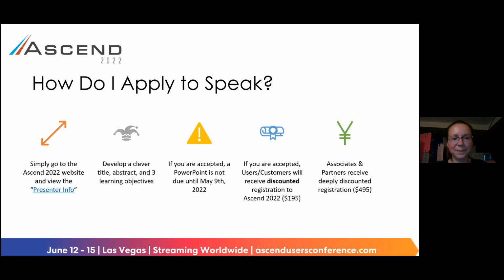Also a big thing, if you do get accepted and you're a user, you're only going to pay a registration fee of $195. Our lowest fee currently, with the early bird and everything, I believe, is $1,295. So you're saving a significant amount of money. Whether you're a user or a partner or an associate, you're saving a lot on registration. It's over half off for associates. Users, it's very close to 80% off your registration. So please submit. That's a big motivating factor for people to submit.